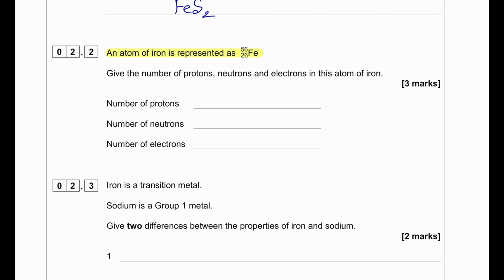An atom of iron is represented as 56 26 Fe. Give the number of protons, neutrons and electrons in this atom of iron. So the number of protons will be 26, and since it is an atom, the number of electrons will also be 26, and the number of neutrons will be 56 minus 26.